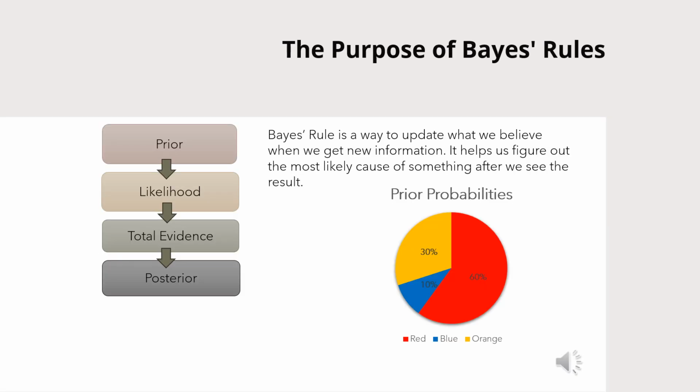Julie Hebert. I'm going to be explaining the purpose of Bayes' rule. The purpose of Bayes' rule is that it's a way to update what we believe when we get new information. It helps us figure out the most likely cause of something after we see the result.